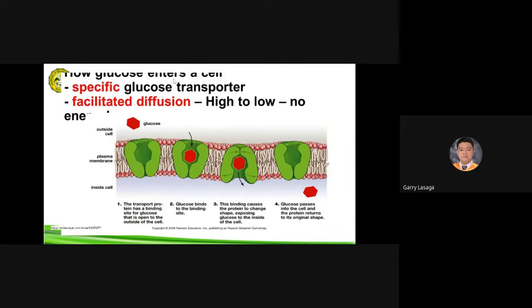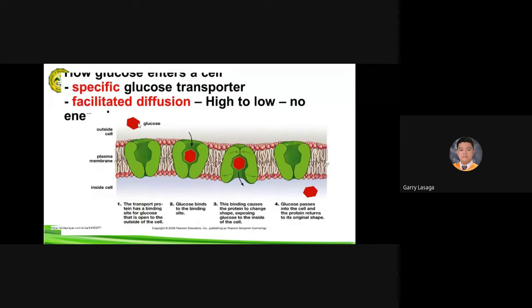So how does glucose enter a cell? Glucose enters the cell by way of our glucose transporter. This is an example of facilitated diffusion because this type of transport is from higher to lower concentration. Here we have our glucose transporters that are present in the plasma membrane. This is the outside of the cell and this is the inside of the cell.